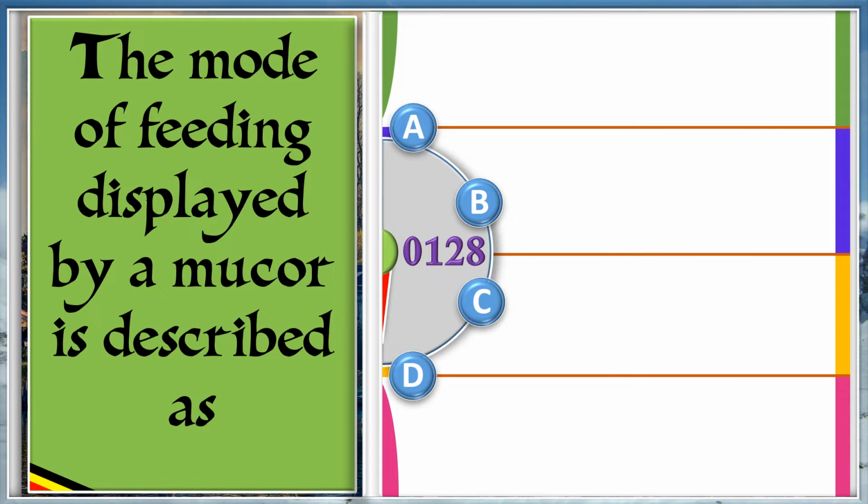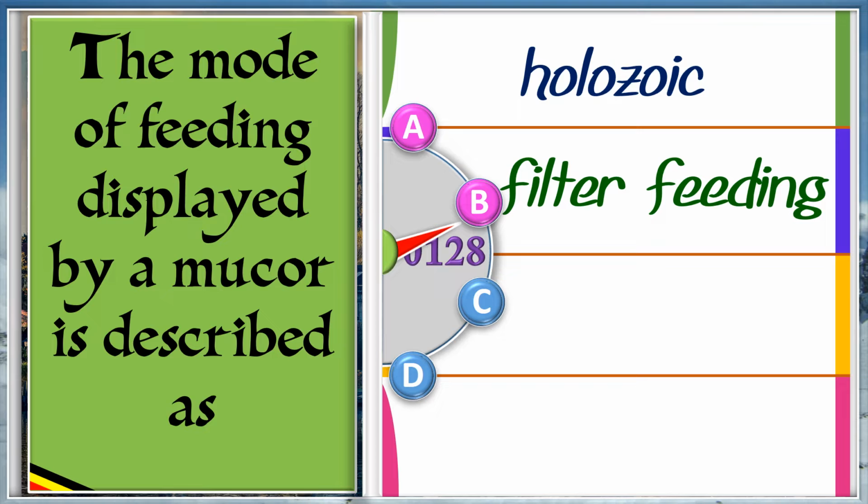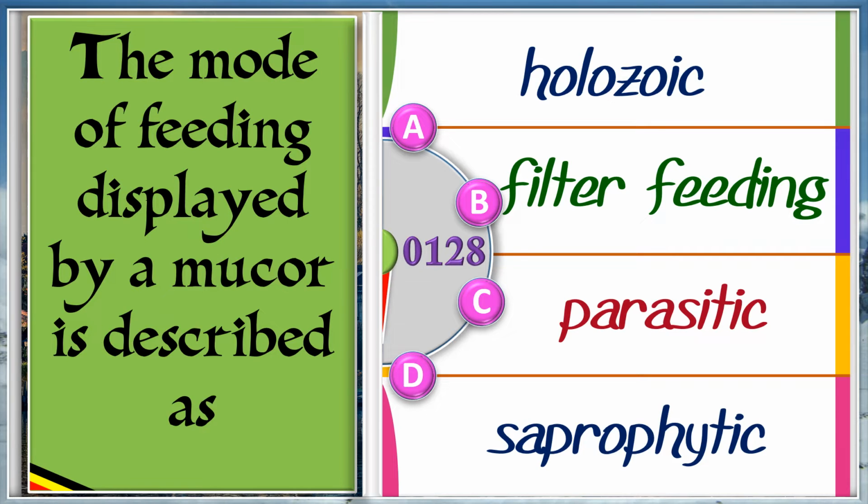The mode of feeding displayed by a mucor is described as A. Holozoic. B. Filter feeding. C. Parasitic. D. Saprophytic. And the answer is D. Saprophytic.